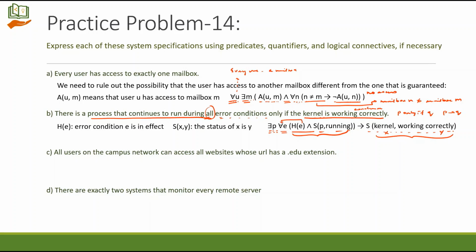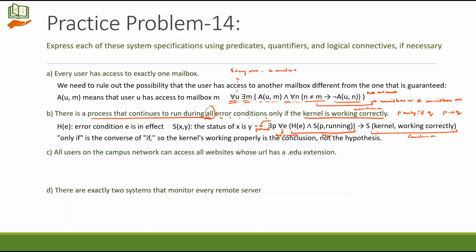So let me remove all the red marks now. So this is combinedly going to give you the hypothesis and this is going to give you the conclusion. So this is for all errors and this is for a single process. Only if is the converse of if. So the kernel's working properly is the conclusion and not the hypothesis. That's what I was also telling you.